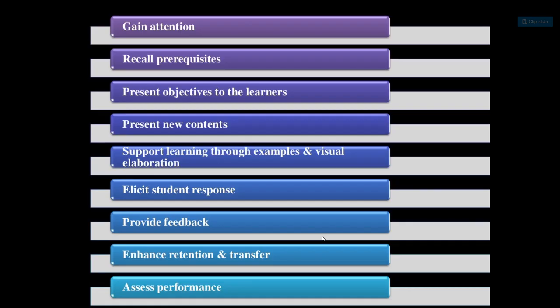Next is, why do we use AV aids? To gain the attention of the student, recall prerequisites, present objectives to the learners, present new content, support learning through examples and visual elaboration, and elicit student response. Elicit means obtain. We can get the student response, provide feedback to them and take feedback from them, then enhance retention and transfer.